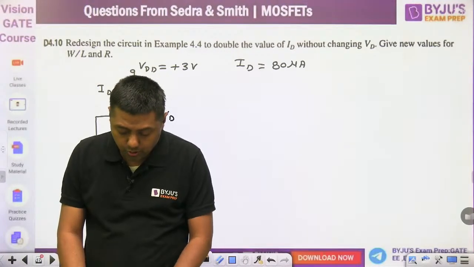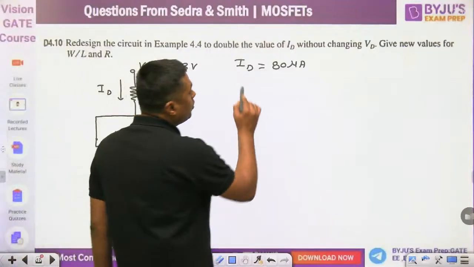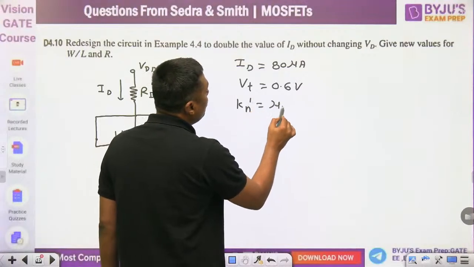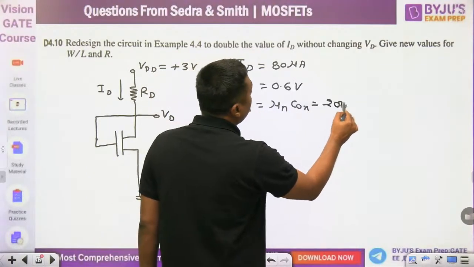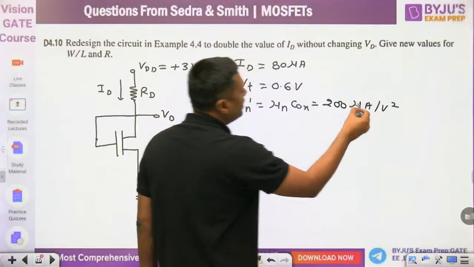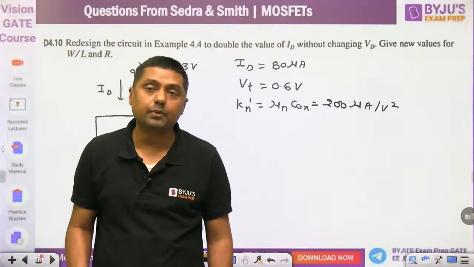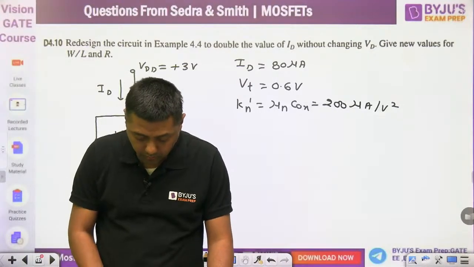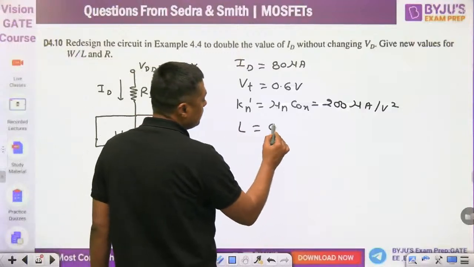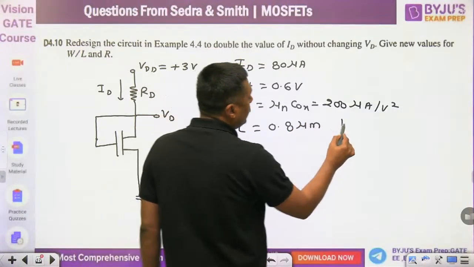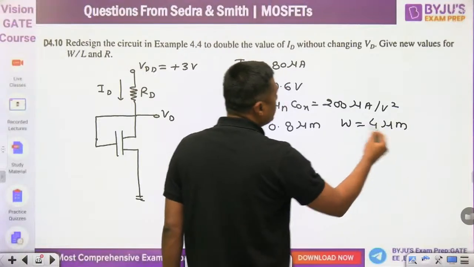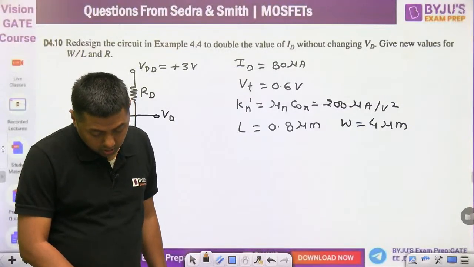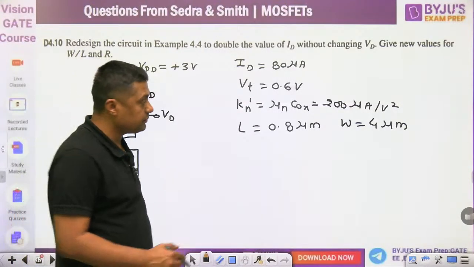VT is 0.6 volt. K n prime, that is nothing but mu n Cox, is 200 microampere per volt square. You can convert it into milliampere, 0.2 milliampere per volt square. L is 0.8 micrometer. Width is given as 4 micrometer. What is the aspect ratio? Everyone tell me. Width 4 and L 0.8, that is 5 by 0.8, that is given. Neglect the channel length modulation, which means lambda is 0.